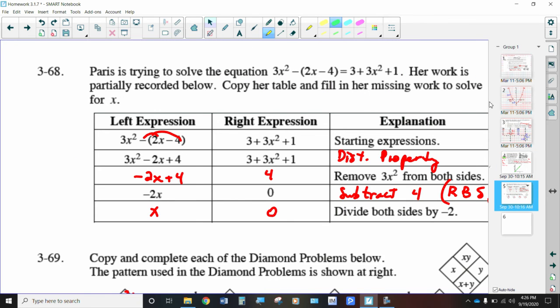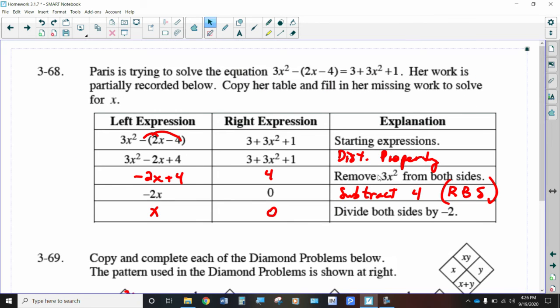All right, last 2 problems. I'm not a huge fan of these types of problems, trying to identify properties or steps, but it's good to think about. So left expression, 3x squared minus the quantity 2x minus 4, you'll want to use distributive property here and change that to -2x plus 4.